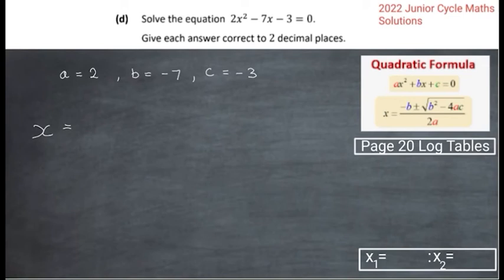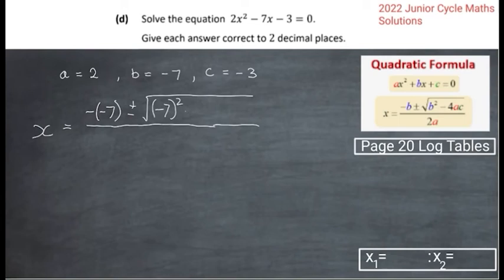minus b plus or minus the square root of b squared minus 4ac over 2a. So it'll be minus brackets minus 7, as the minus 7 is the input. And then inside this square root, we'll have minus 7 squared is b squared minus 4 by a by c, which is minus 4 by 2 by negative 3, all over 2a, which is 2 by 2.